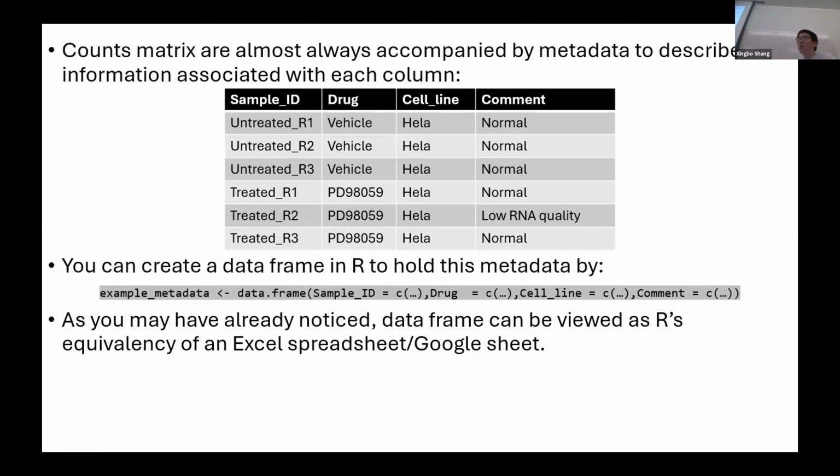Feel free to add more columns if you feel it necessary to add extra information. And you can create this data frame as what we have just shown before, where here is each column name and what to put in them as a vector. I just use ... to avoid it becoming too long. So as you have already noticed, a data frame can be regarded as R's equivalent of an Excel spreadsheet or Google Sheet.